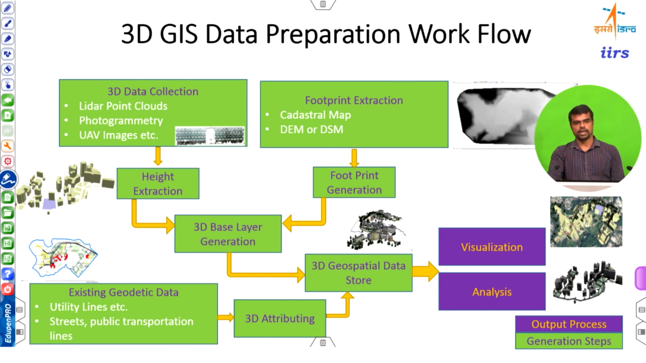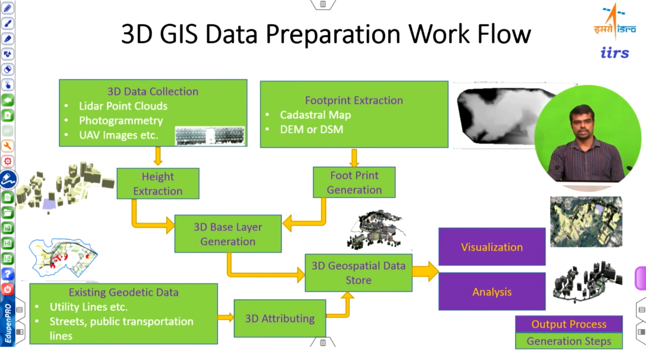Then the next step is linking those 3D data sets back with the corresponding features which we expect to see in a geographical domain. For that we need different footprints which need to be created, or that may be available from a cadastral map, or it can also be based on digitization. So we may have high resolution data sets that can be used to create different footprints, and that can be used as an input for 3D base layer generation.